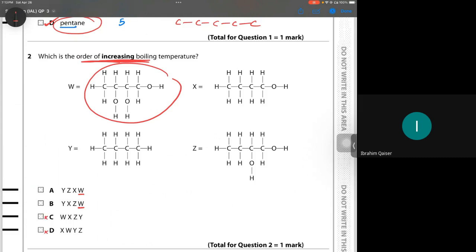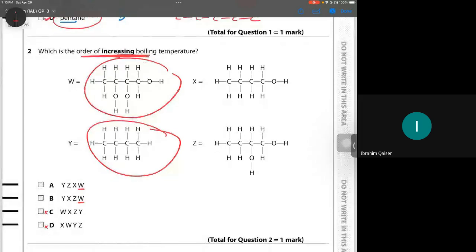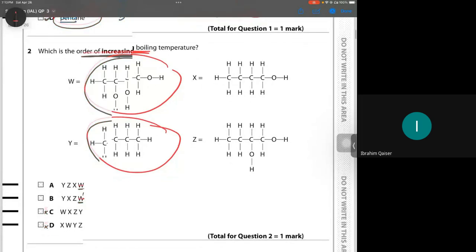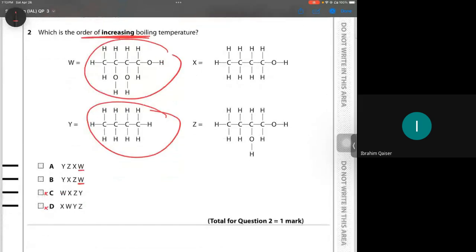Then we have to see which is going to have the lowest boiling temperature. Of course, it doesn't have any functional group, it doesn't have any OH. You know, OH is going to make hydrogen bonding. Due to that, we can say the intermolecular force of attraction would be higher. So it doesn't have any OH group, so the intermolecular force would be lower. So of course it would have the lowest boiling temperature. So again, it may be A, it may be B. Then we have to see X and Z.